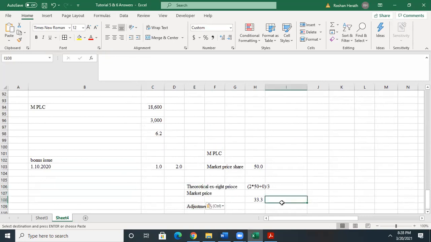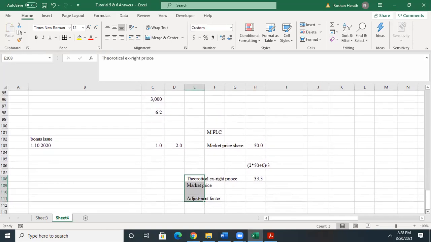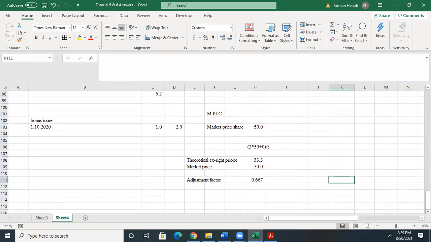Right, we worked out the theoretical ex-rights price. Okay, right, now what is the market price? It is 50. Now if you work out the adjustment factor, it's like this, no? It's this one divided by 50, right? It comes as 0.667 or something. Okay, right, now if we apply the same kind of work what we have done to the right issue, and if we look at the same, let us see what is the weighted average number of shares.